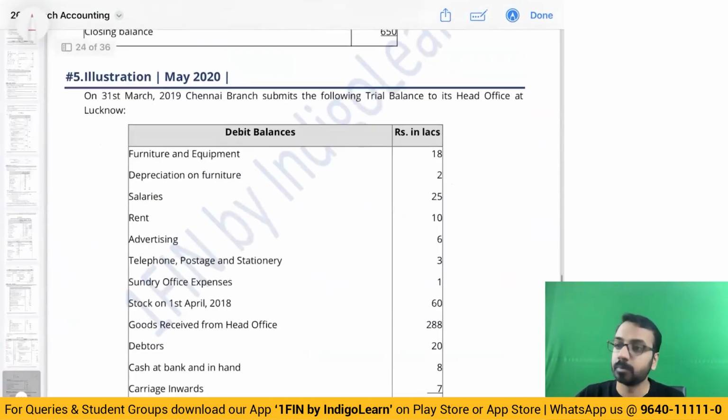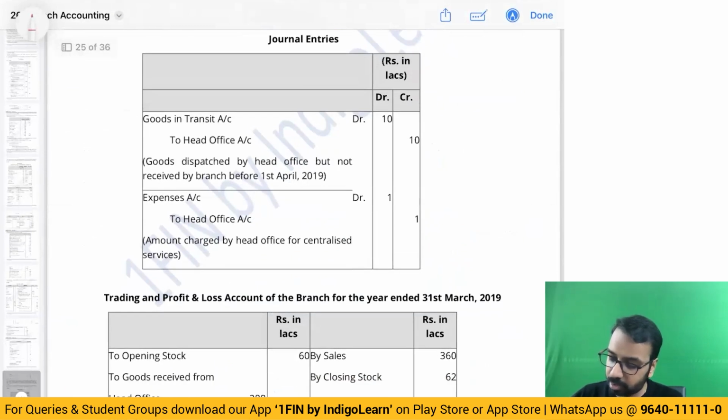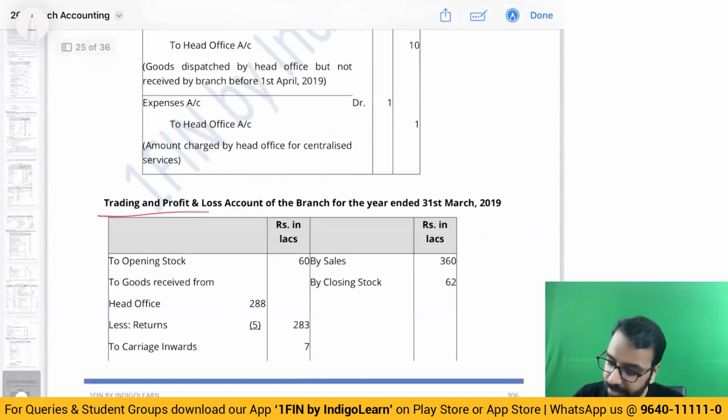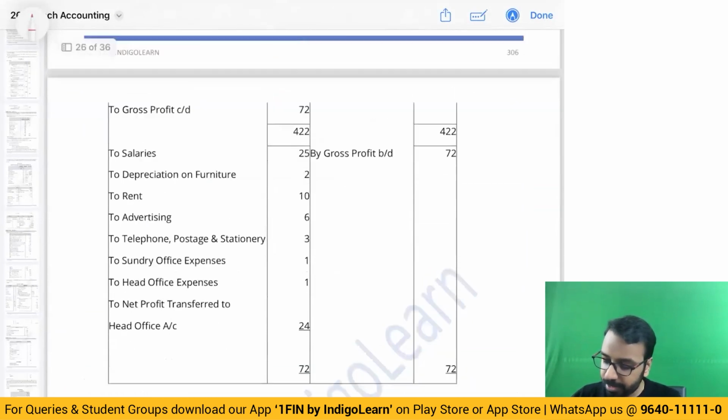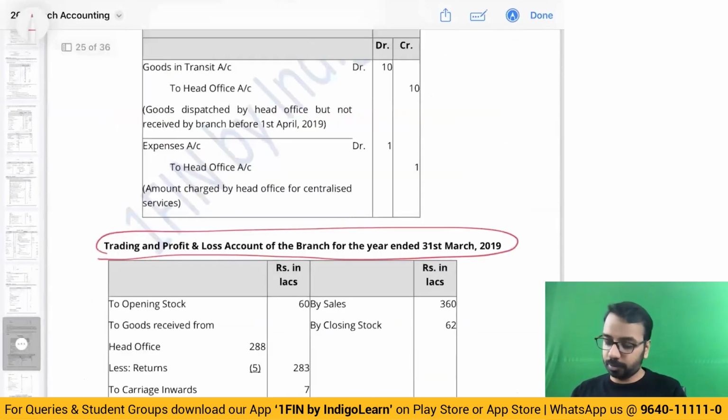Then this one again is a similar thing to what we had done. Again, passing journal entries, and here a separate trading and P&L account is required to be prepared. That profit has to be transferred to the head office. Let's have a look at this question quickly, and then we'll move to the further questions.